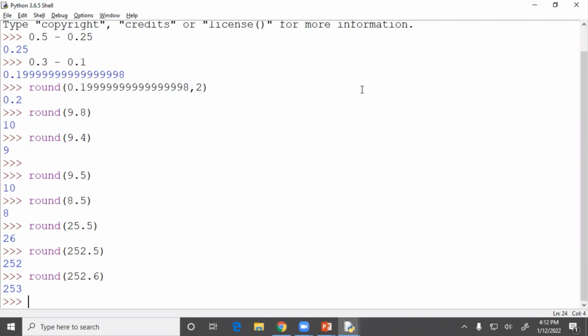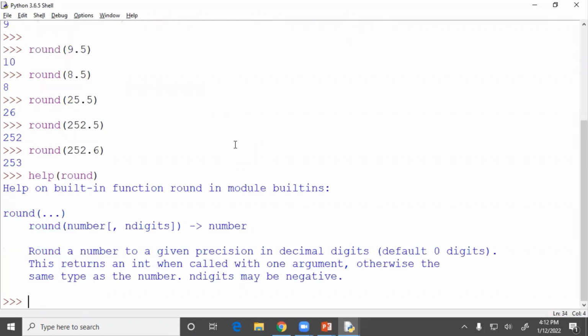Okay. This round, help. Do you remember the help? We have talked about help. Help and round. It means that those who wrote Python have written a function for us. It's called round. We use it. It's already there. But I want to know more about this round. As you can see, it takes a number and the number of digits.